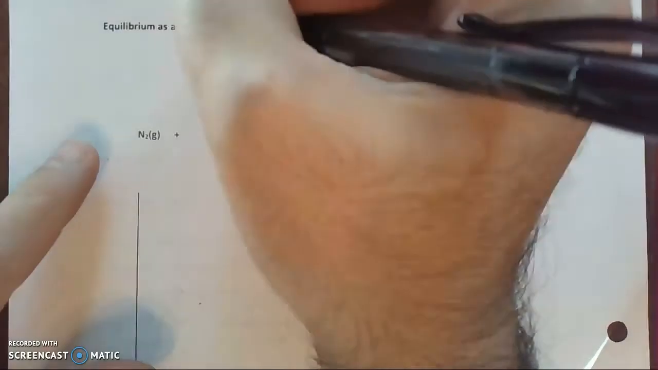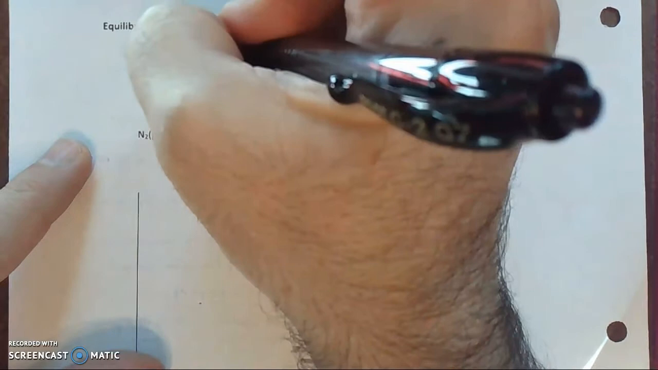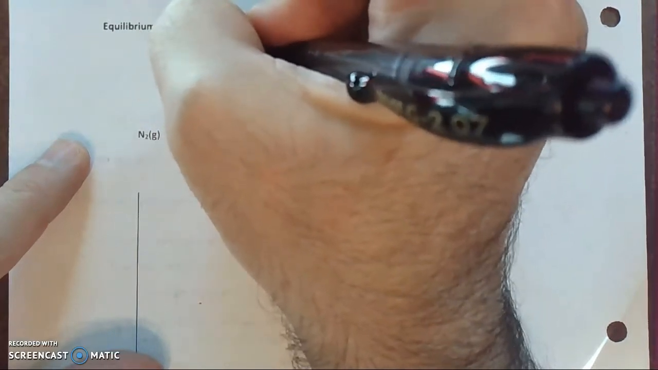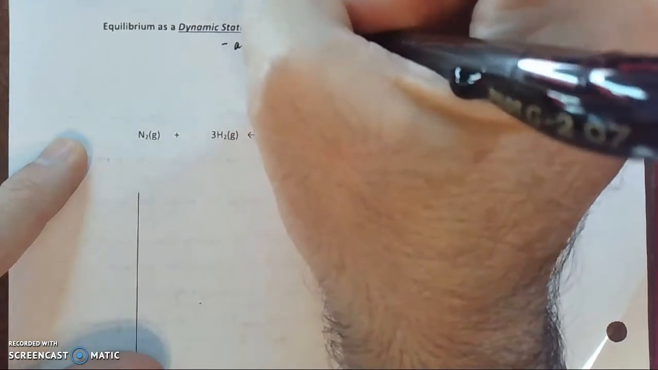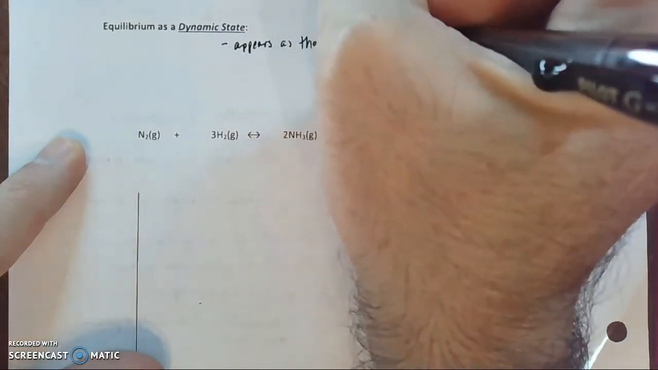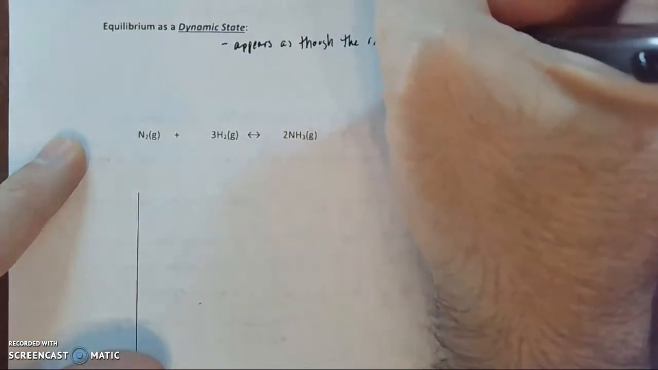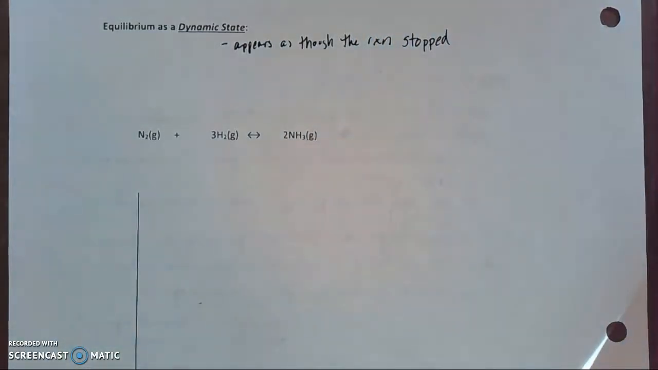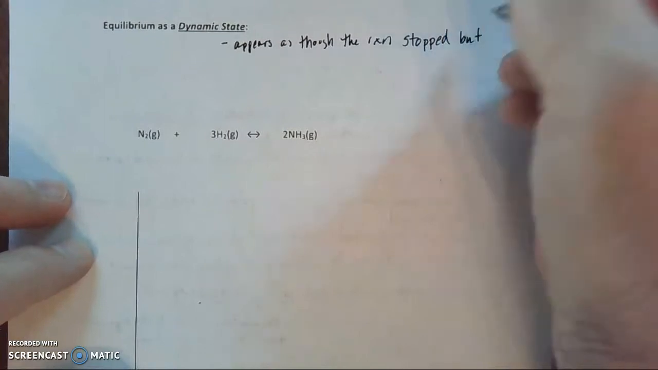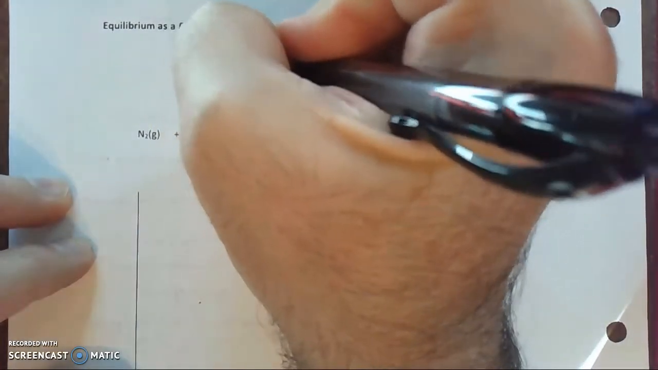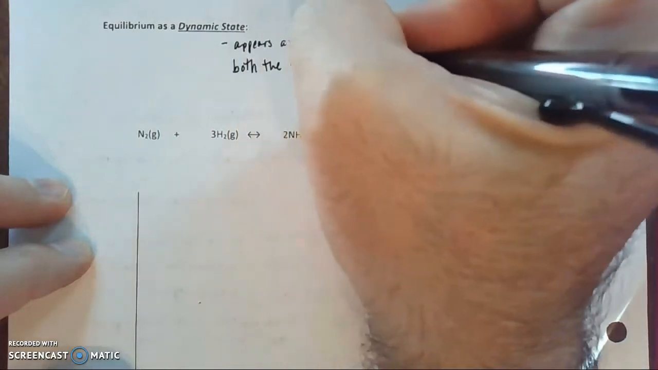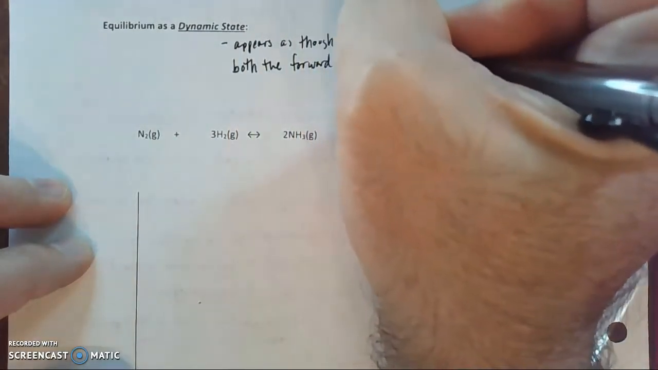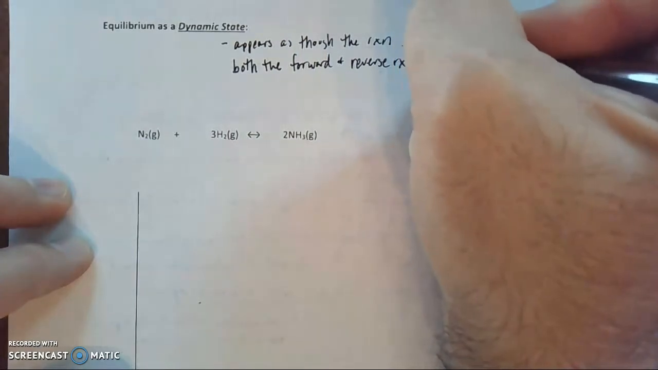And what this means, dynamic state, is that it appears as though the reaction stopped. So nothing really looks like it's changing, but both the forward and reverse reactions are happening.